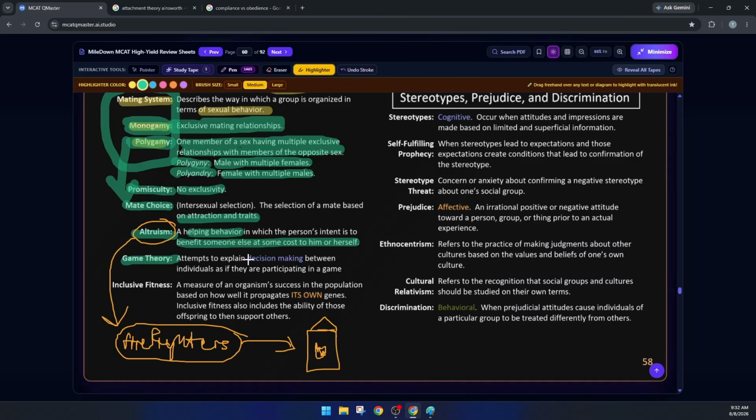Game theory attempts to explain decision making between individuals as if they're participating in a game. This is also related to the prisoner's dilemma that we talked about very early on. Prisoner's dilemma.